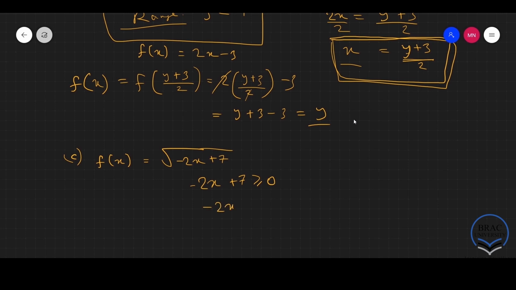So we subtract 7 from both sides. We get minus 7, and we divide both sides by minus 2. Now, when we're dividing both sides of an inequality by a negative number, the inequality symbol flips. So this gives us x less than or equal to 7 by 2.